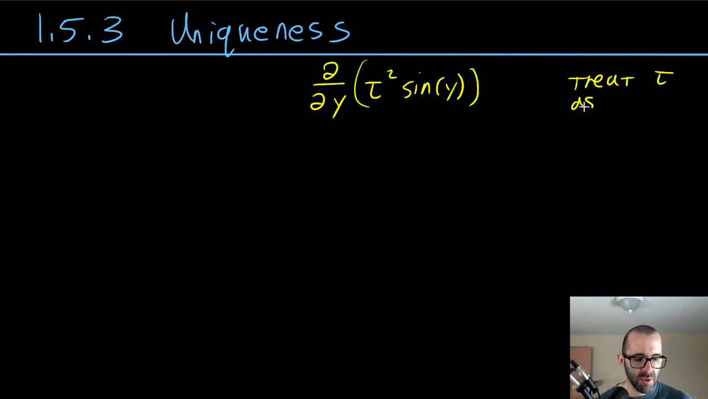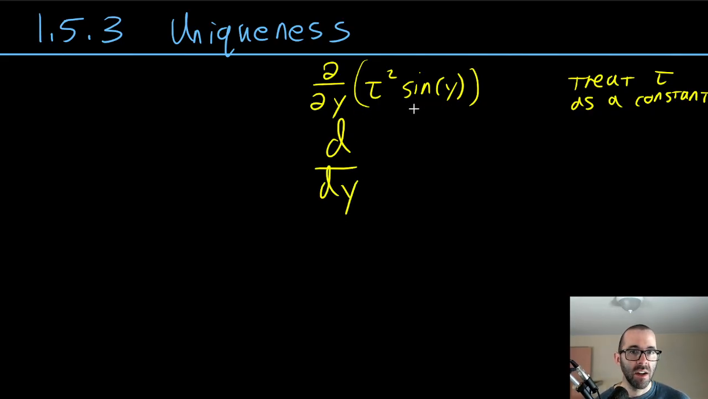Basically, treat t and really any other variable as a constant. So if we had the regular derivative, d dy, we'd have to use the chain rule here as well as the product rule. But the partial derivative says I'm going to treat every other variable as a constant, and so it's just going to be t squared cosine of y. So partial derivatives are easier to take than normal derivatives. You essentially just treat every other variable as a constant.